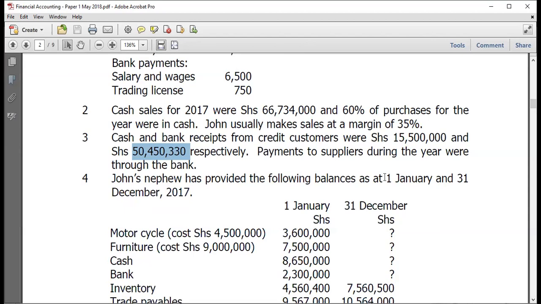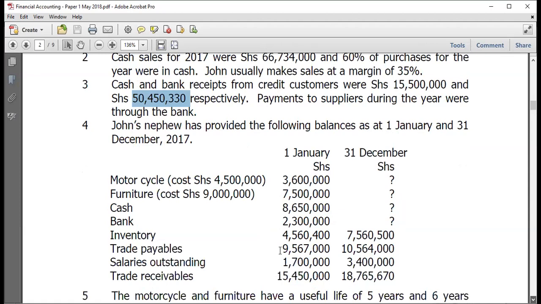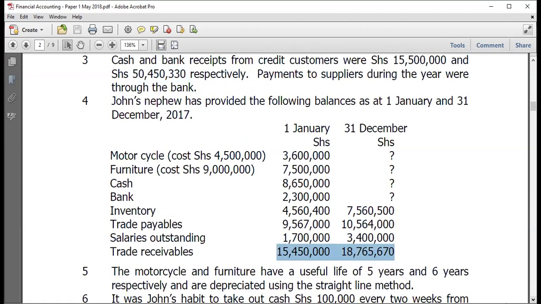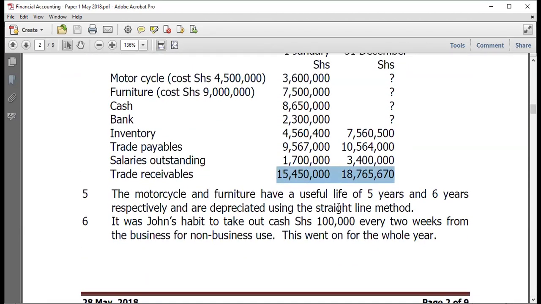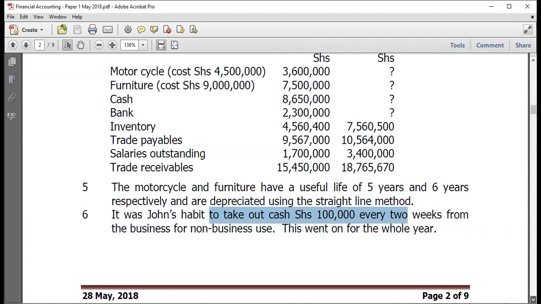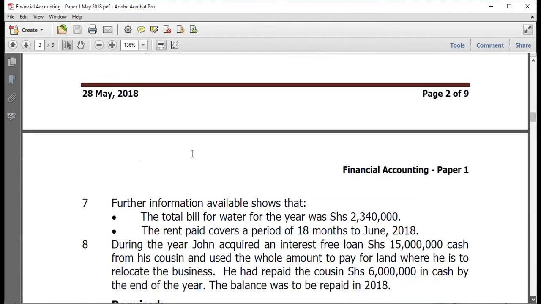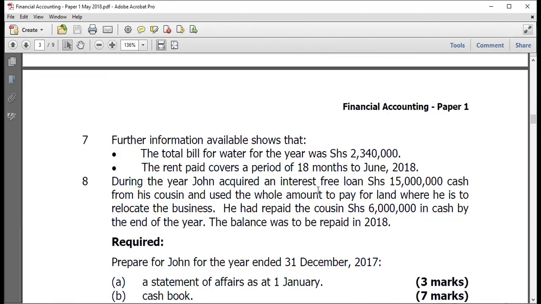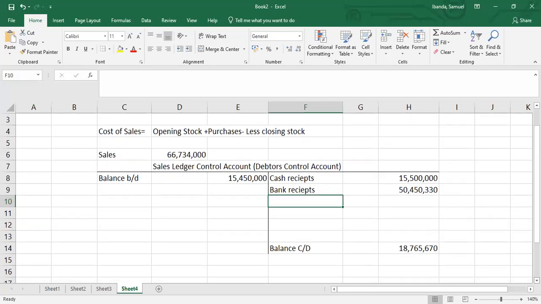John's nephew provided the following. Okay, these I've already captured. I already captured the receivables balances accordingly. This is about the motorcycle, John's habit of taking amounts of money that do not affect my debtors at all. Bills, loan repayments and so on. All this does not affect my debtors, okay? So since I've gotten all that affects my debtors contra account, then my contra account needs to balance, okay? My contra account needs to balance.